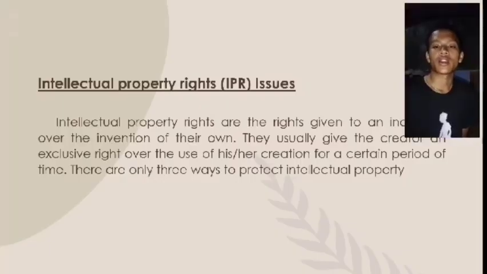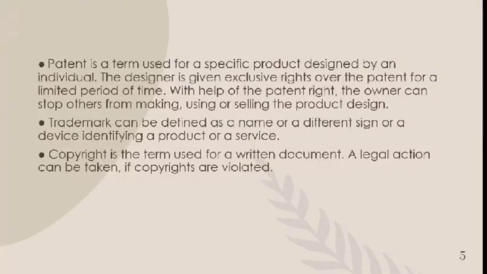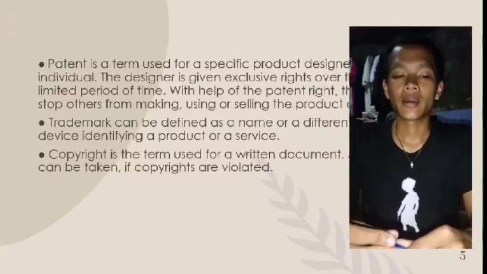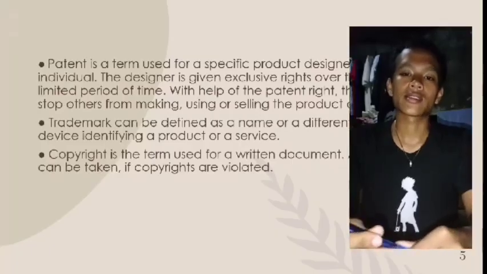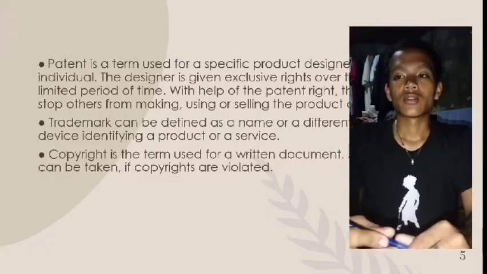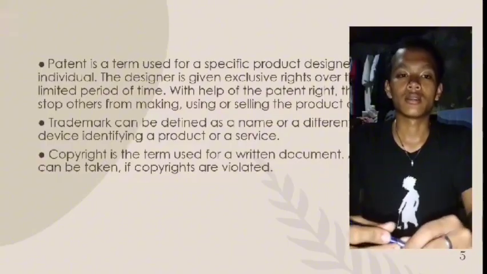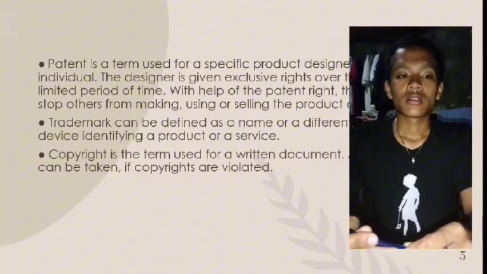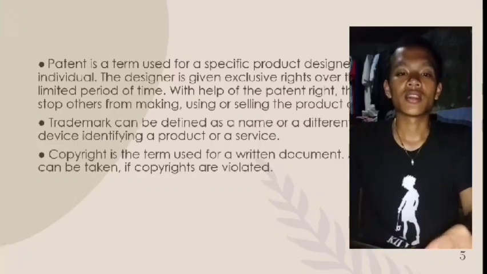There are three ways to protect intellectual property rights. First, patent. Patent is the term used for a specific product designed by an individual. The designer is given exclusive right over the patent for a limited period of time. With the help of patent right, the owner can stop others from making, using, or selling the product. Patent is a limited right that can stop a seller from selling a product like a dress, and it lasts for a limited time.